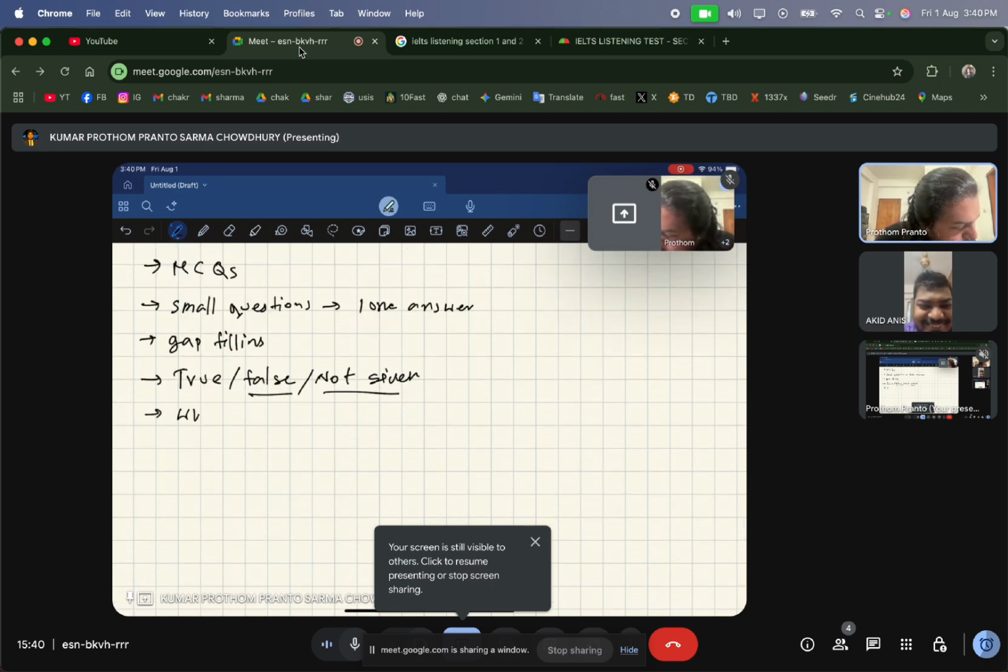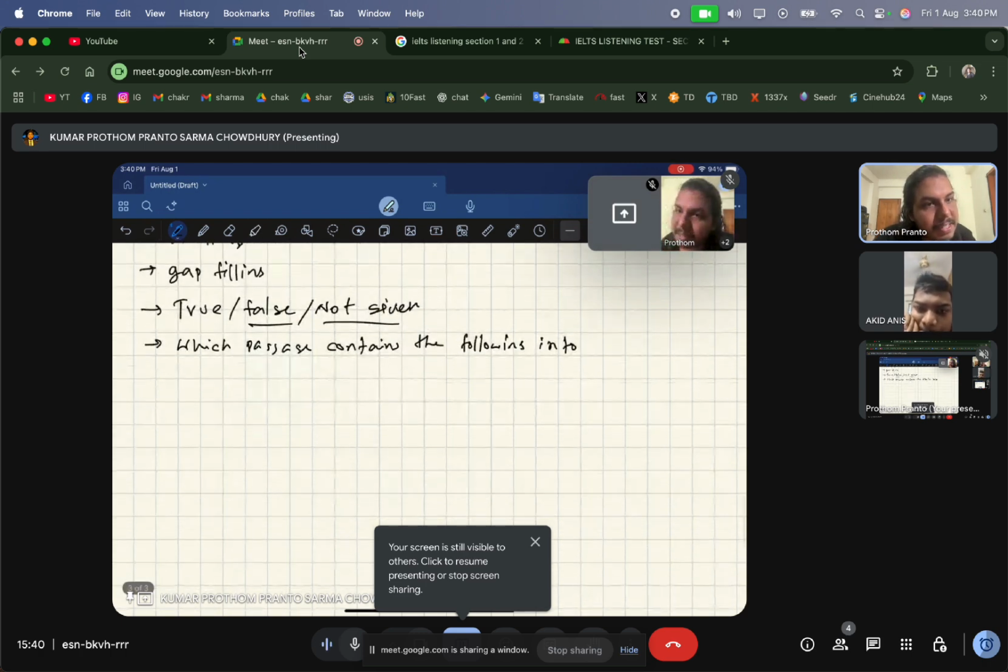Then which passage contains the following information? Which passage contains the following information? You have to write the passage number, I mean, which paragraph. Paragraph number one, 2, 3, 4. You have to write the letter A, B, C, D. Right. Then appropriate titles. What is it called? Giving titles to passages. Sorry, list of headings. It has a name.